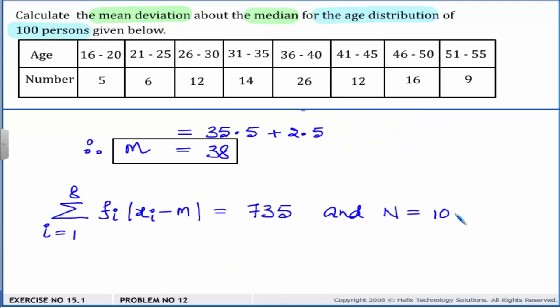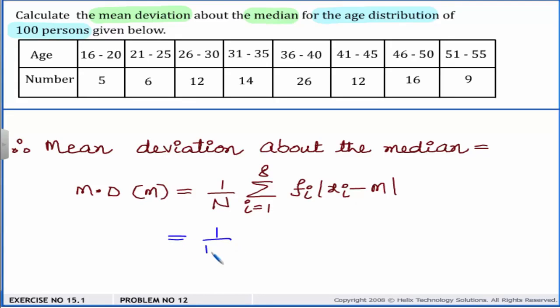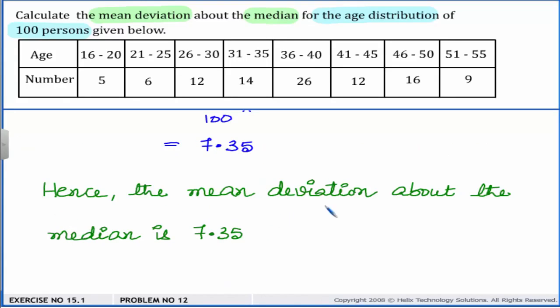Therefore, the mean deviation about the median is equal to MD about M is equal to 1 by N into summation Fi into modulus of xi minus m, where i equal to 1 to 8. So on substituting the values in this, we will be getting 1 by 100 into 735. So this is equal to 7.35. Hence, the mean deviation about the median is 7.35. So this completes the solution.